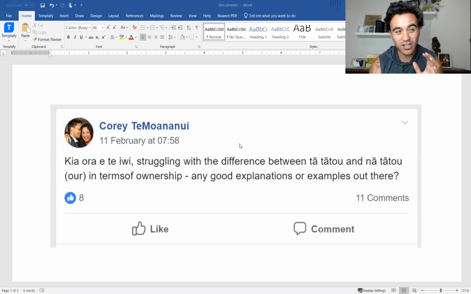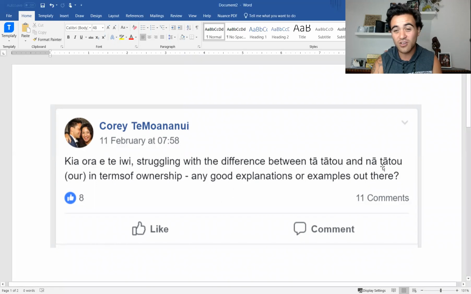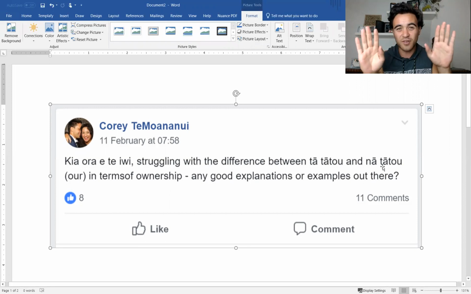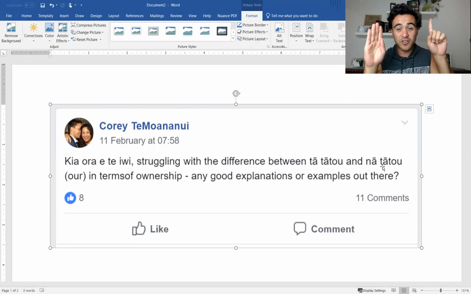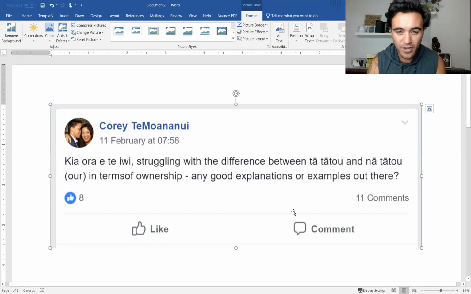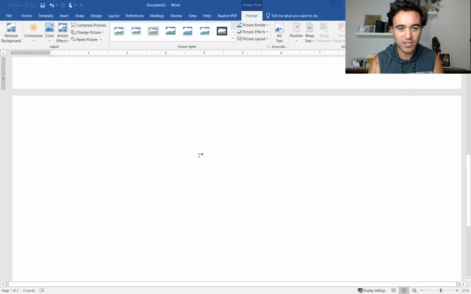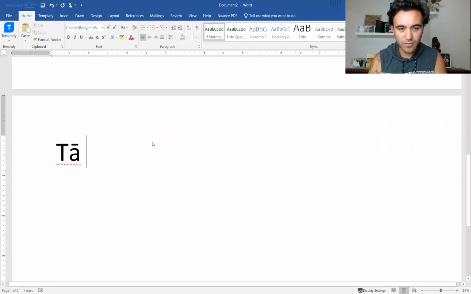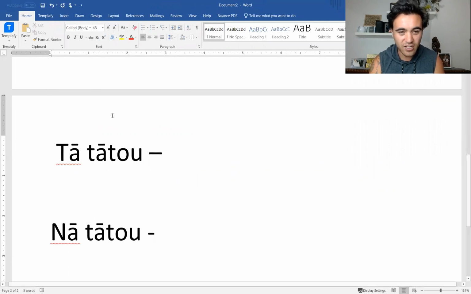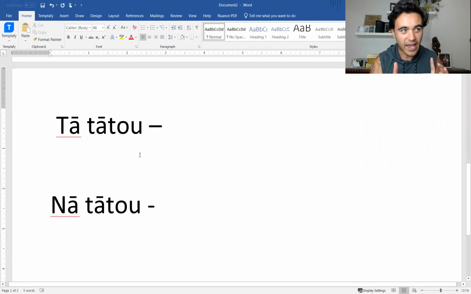The first comment I have on this is what we're looking at here in terms of takatou and nā takatou. We can't really compare these two things side by side because they're fundamentally different. Takatou is a single phrase. Nā takatou is really made up of two separate phrases. I'll scroll down here and we'll have a closer look at this. So I'll get these written out. Now, the first one, takatou, that means ours.